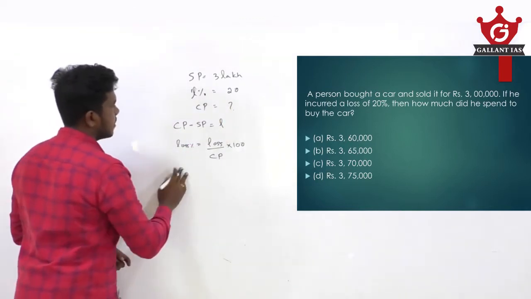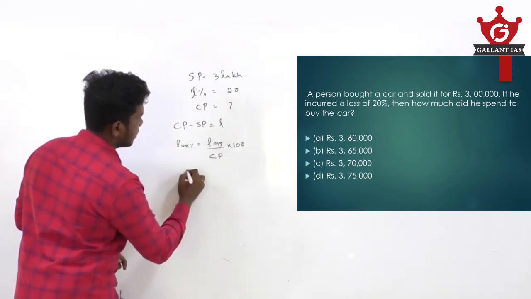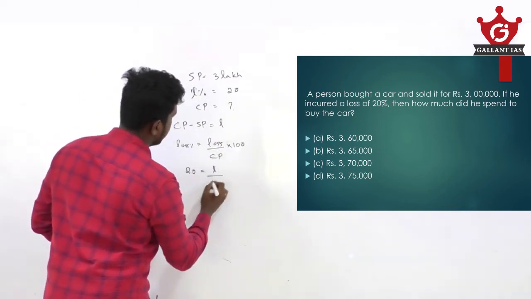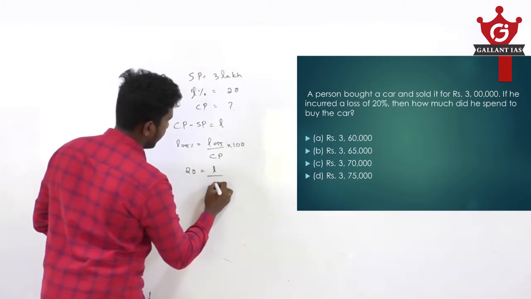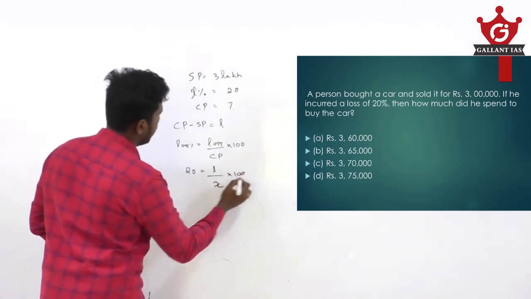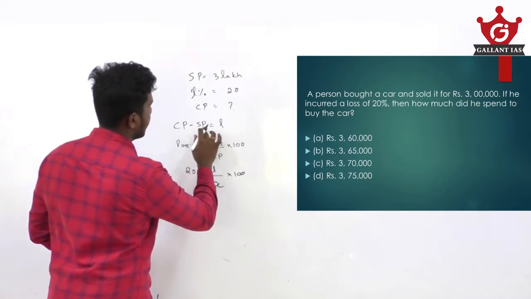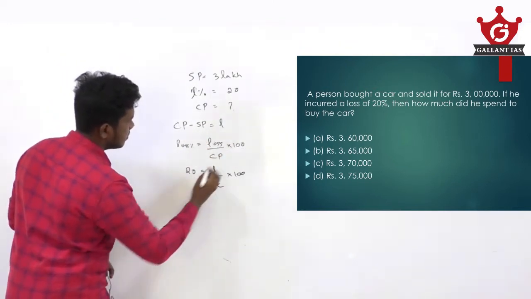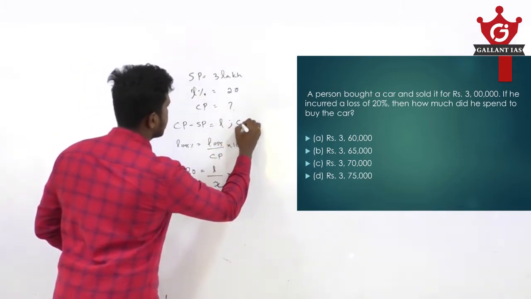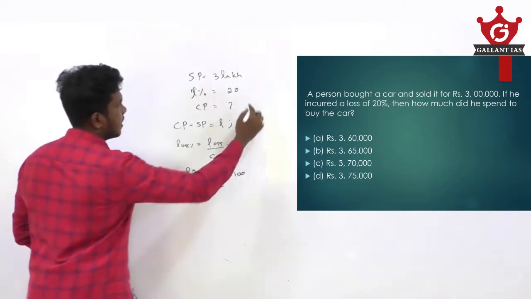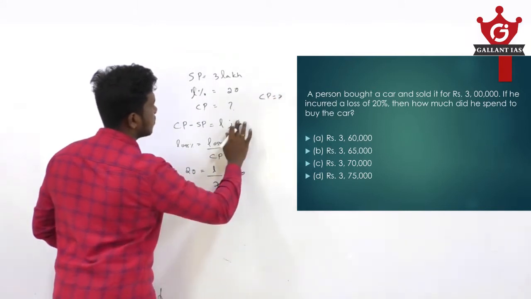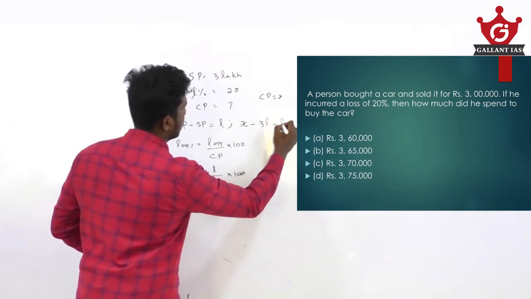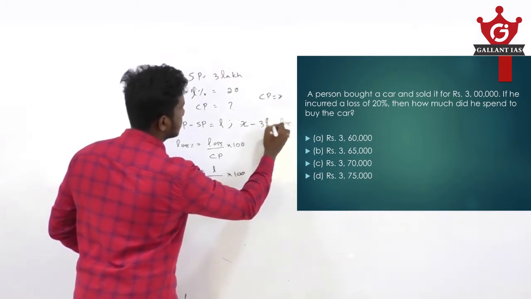Now look here, loss percentage is given, that is 20, equal to loss L by cost price, let cost price be X, into 100. Now consider this relationship, CP minus SP is equal to loss. We know the selling price, that is 3 lakh, and we assumed CP as X. So X minus 3 lakh is equal to loss.